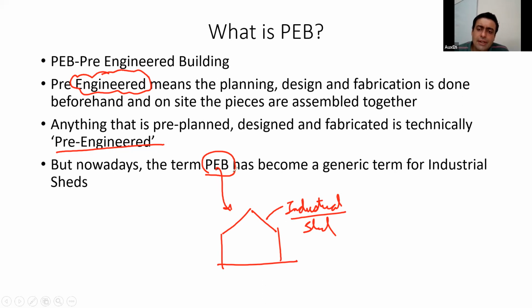PEB means anything that is pre-engineered. That can be, let us say, a bridge can be pre-engineered. You always see RCC bridges that are being constructed these days. All those are pre-engineered bridges. Your structures can be pre-engineered. Even these days roads, they are trying to make pre-engineered roads.